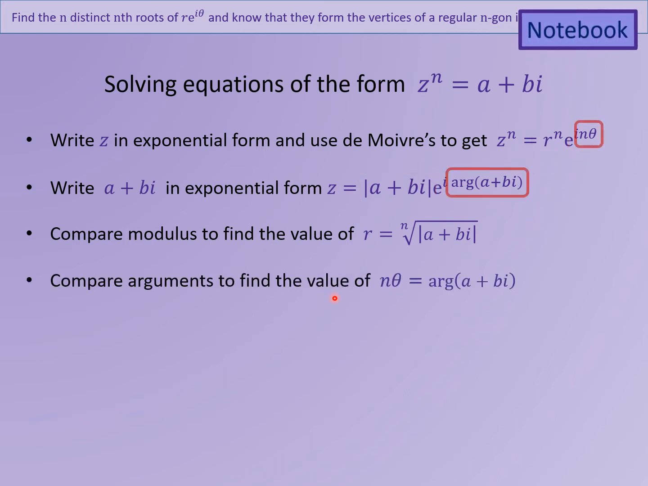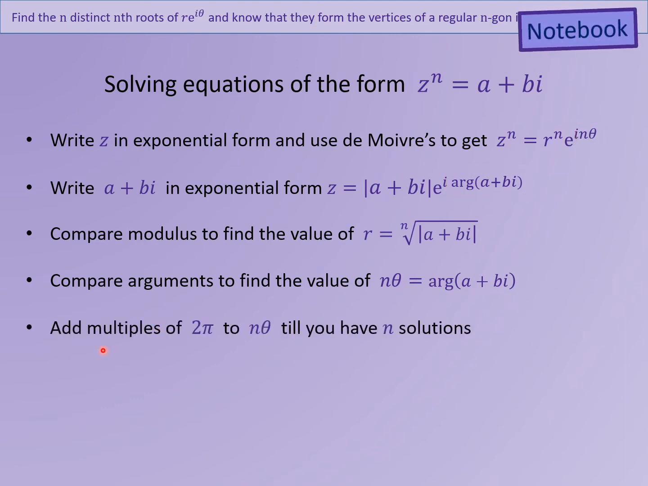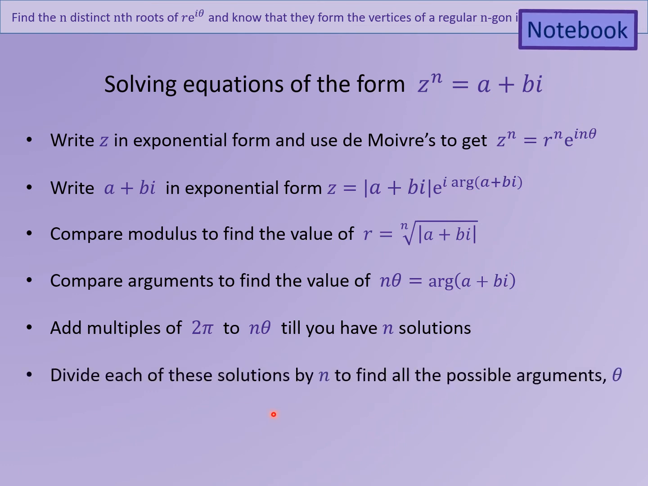Same with the other parts, compare the arguments. So we know that the argument of the complex number is always equal to n theta. So we can write that down, making sure we're aware it's equal to n theta, so therefore it's going to go to n lots of 2 pi, which is what this says. Add multiples of 2 pi to the n theta till you get n solutions. So starting with your first answer, which is always just the argument, which is the initial value, just keep adding 2 pi till you have however many solutions as the power is. Once you've done that, you've done all the hard work.